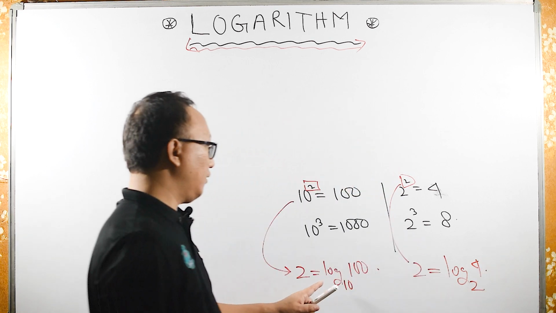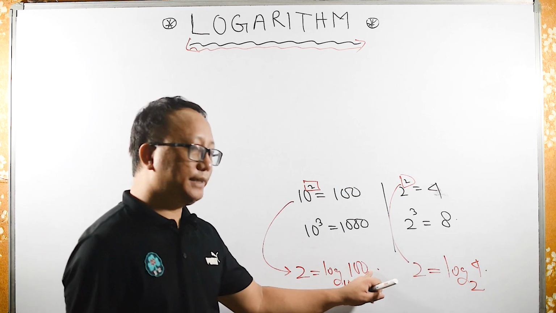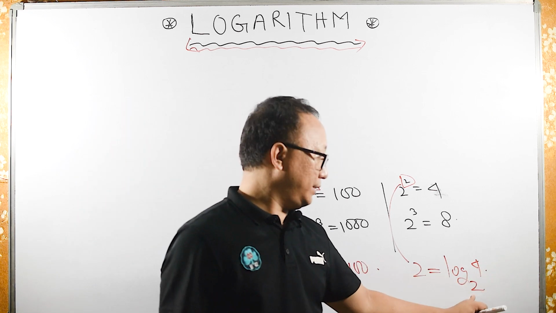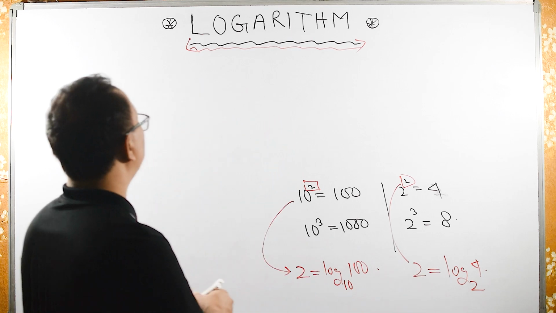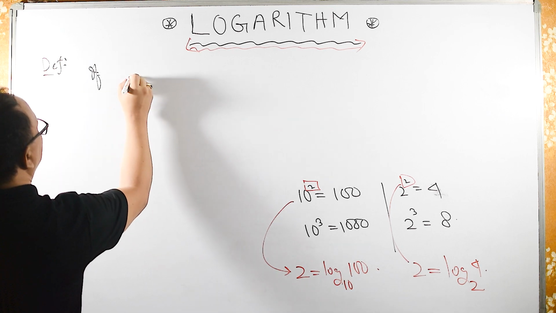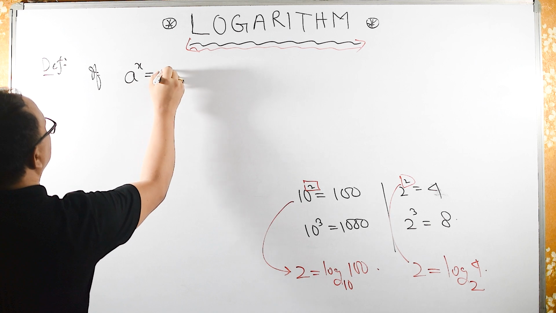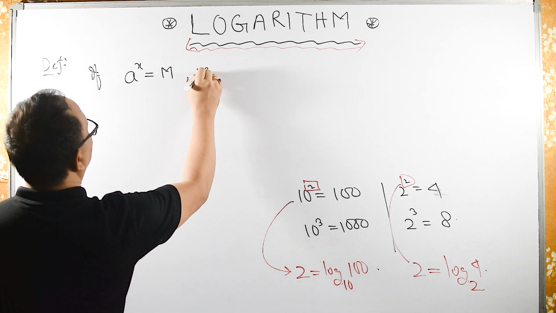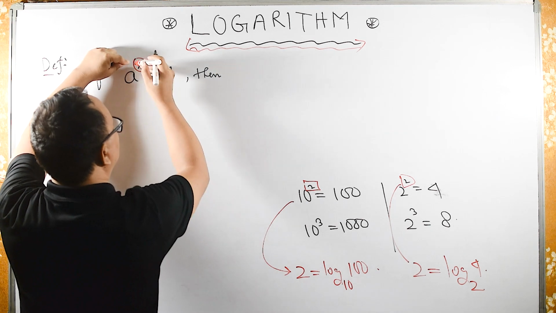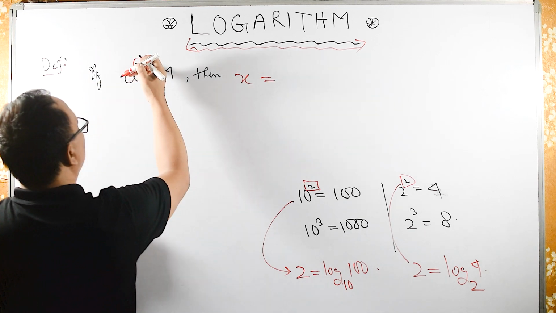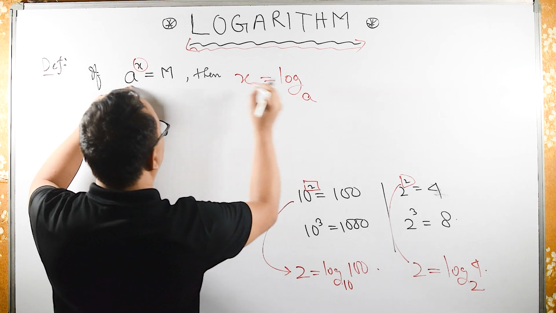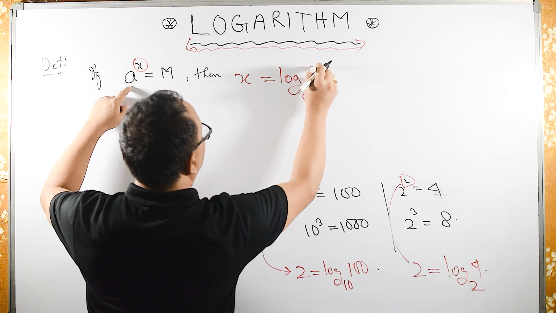So how to read this? This is log of 100 to the base 10 is 2, and log of 4 to the base 2 is 2. So by definition, if a raised to x equals, say for example, m, then this power x will come over here. Those who are sitting above their head will go down, so a over here, and this m will be as it is.